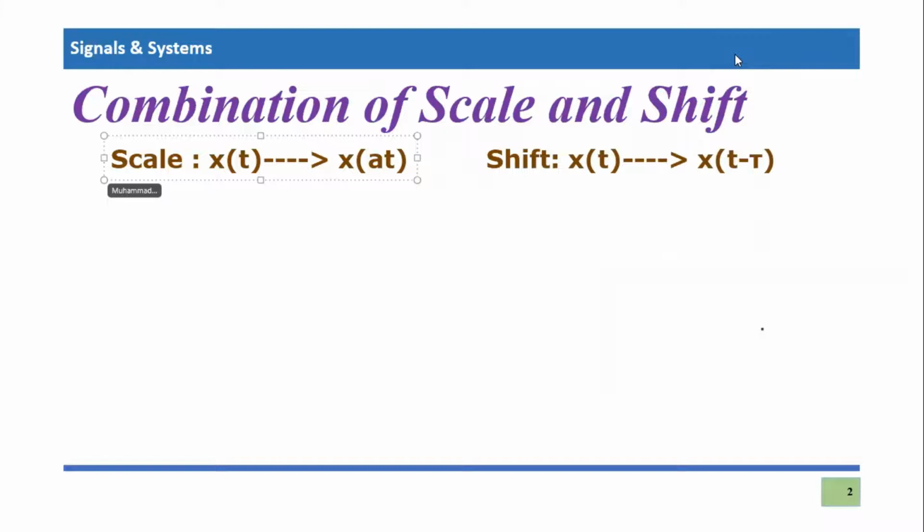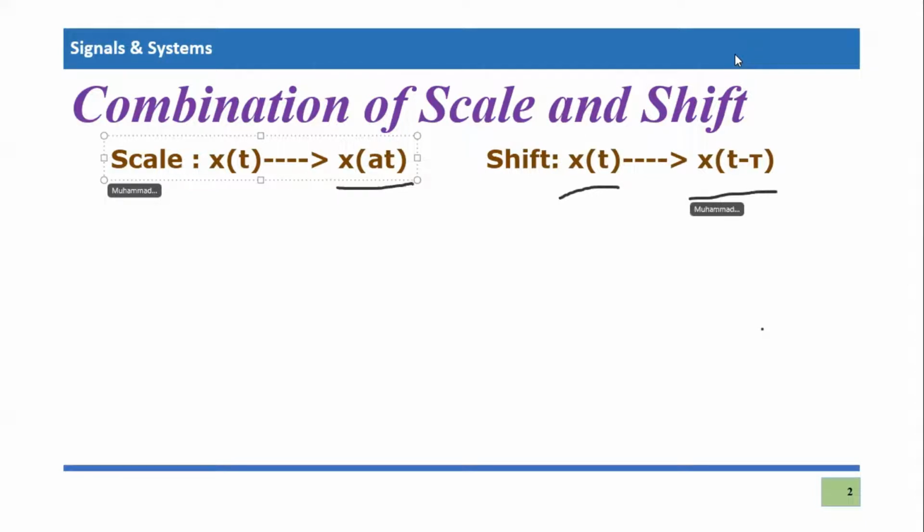Okay, let's talk about the time operations and combinations. We are discussing now scale and time shift. Whenever we scale any signal, we replace x of t with x of at. That means the scaling factor is a, right? And similarly, when you time shift any signal, t will be shifted by tau units. So x of t would become x of t minus tau, right?